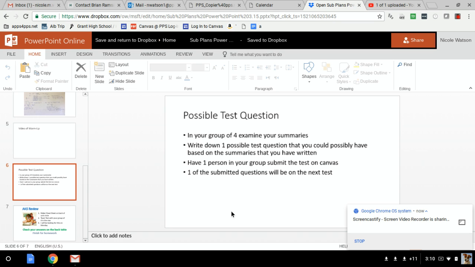You're going to have approximately 10 minutes to make a possible test question based on your summaries that you have. I want you to write down one possible test question you could have based on the summaries you've written. Okay? So you've written 10 summaries, actually 9, but close to that. What's a possible test question? I'm going to choose one of those test questions and put them on our next test.